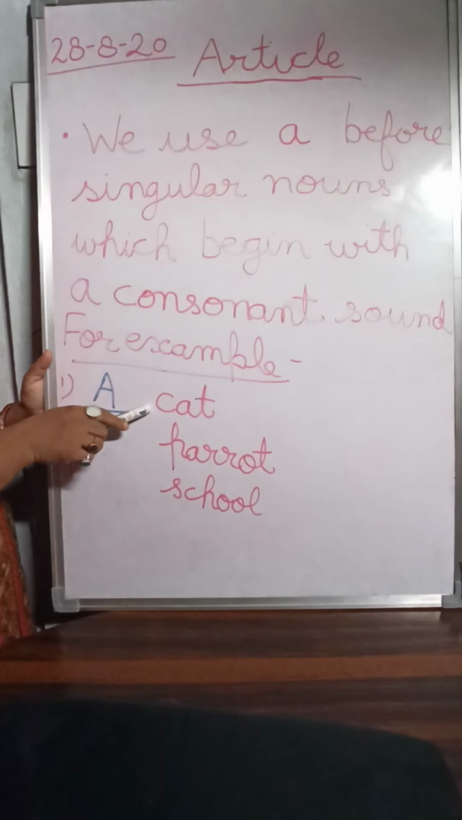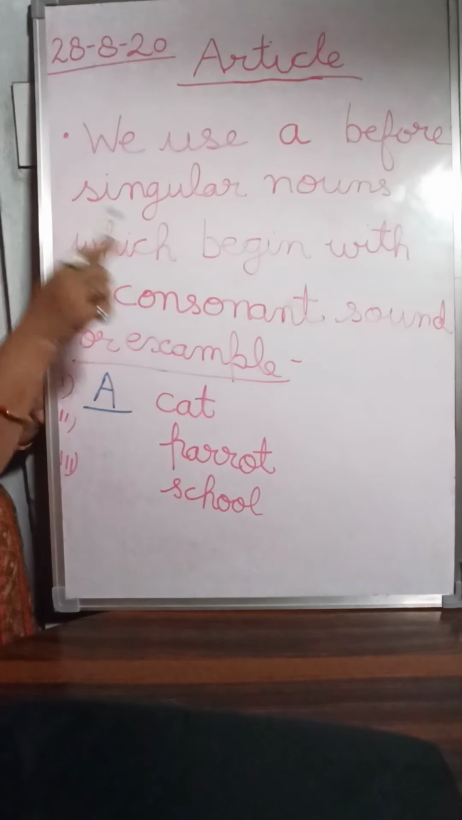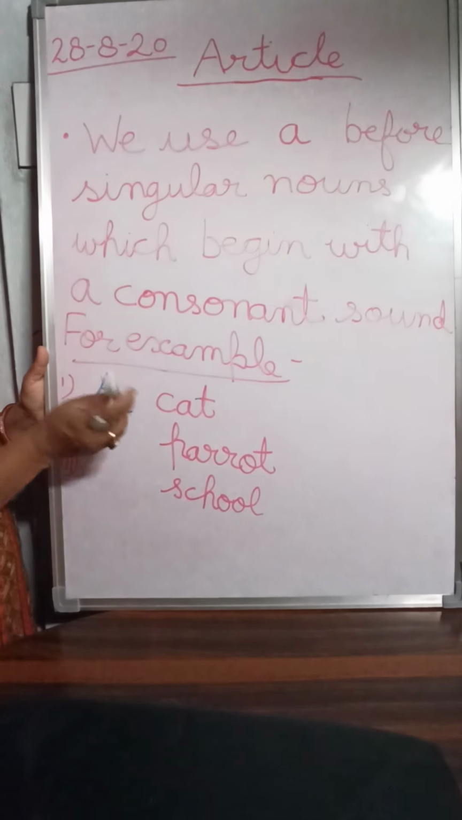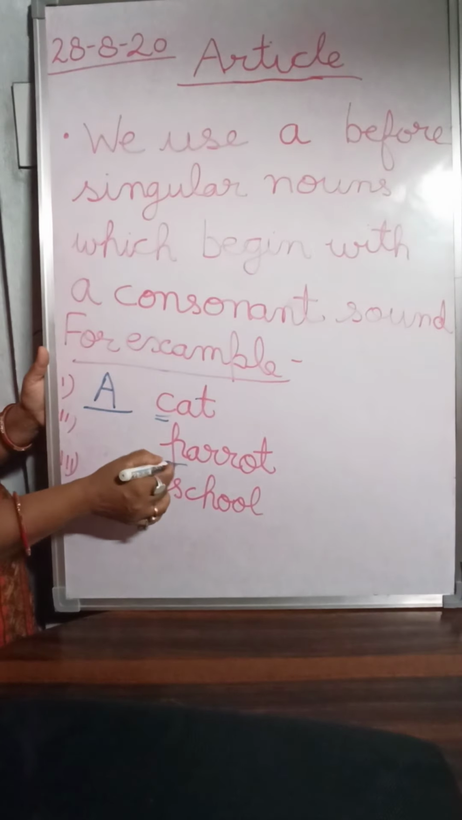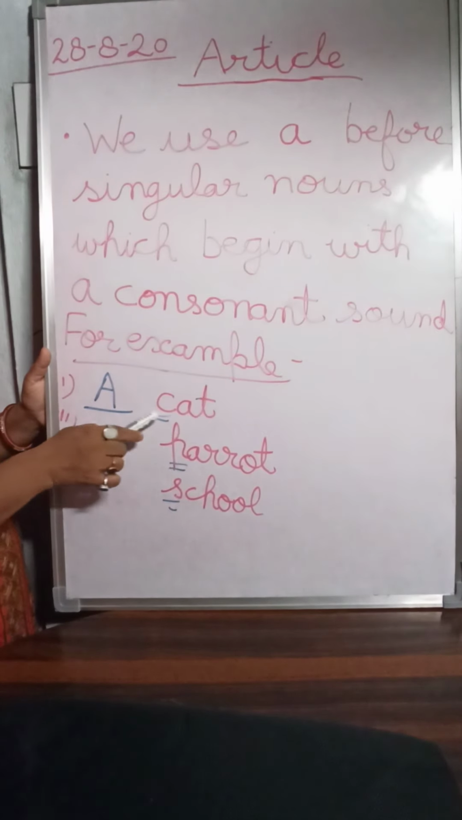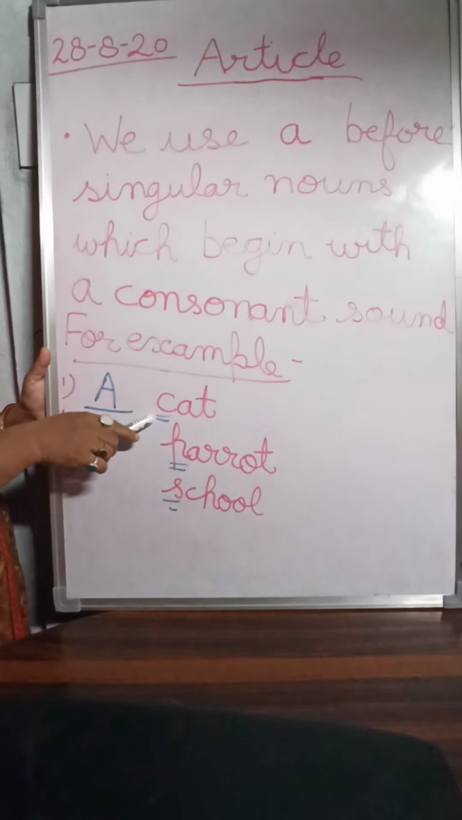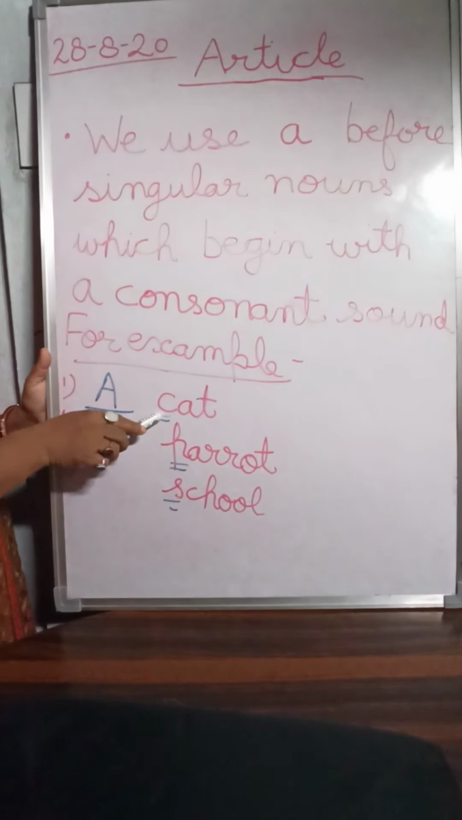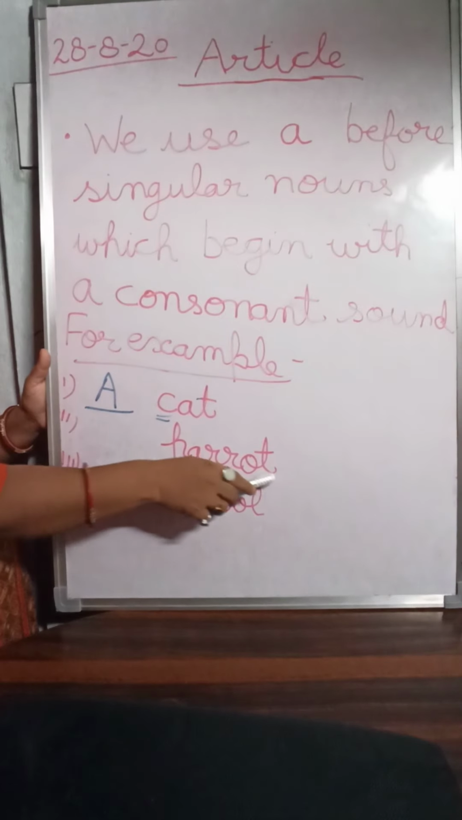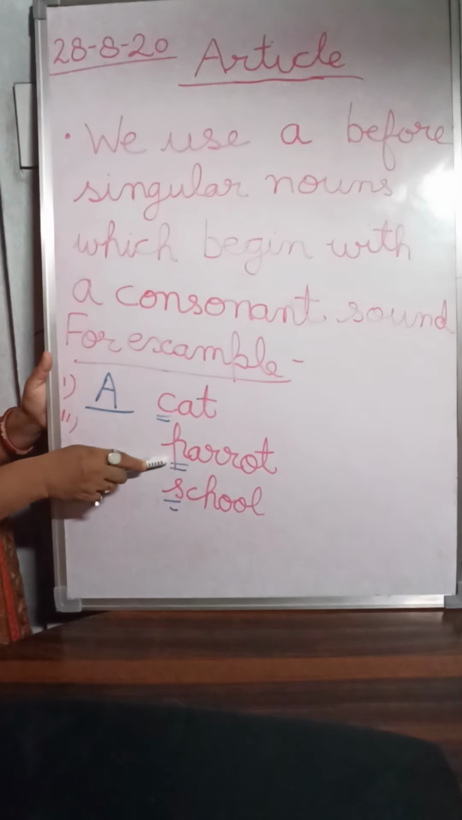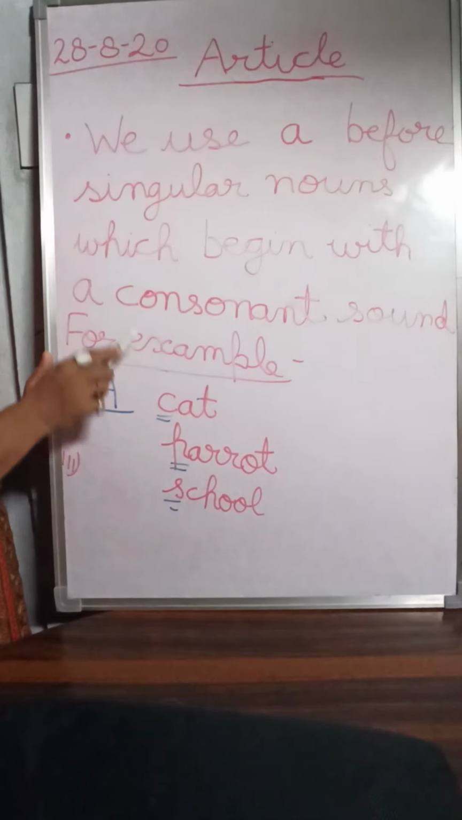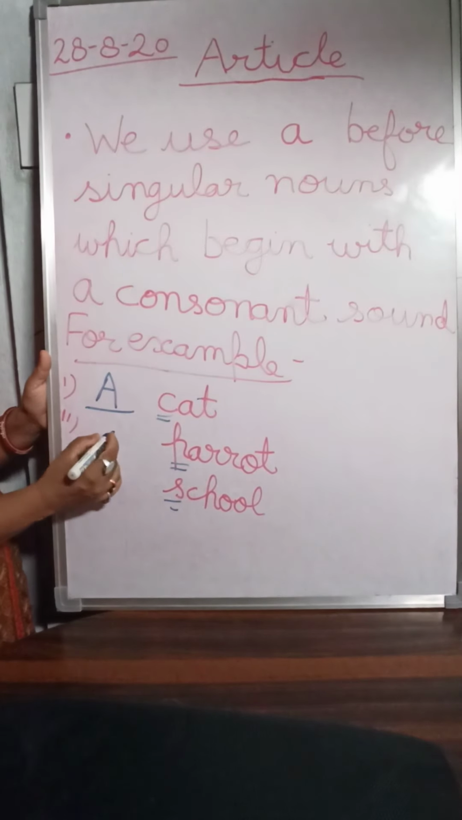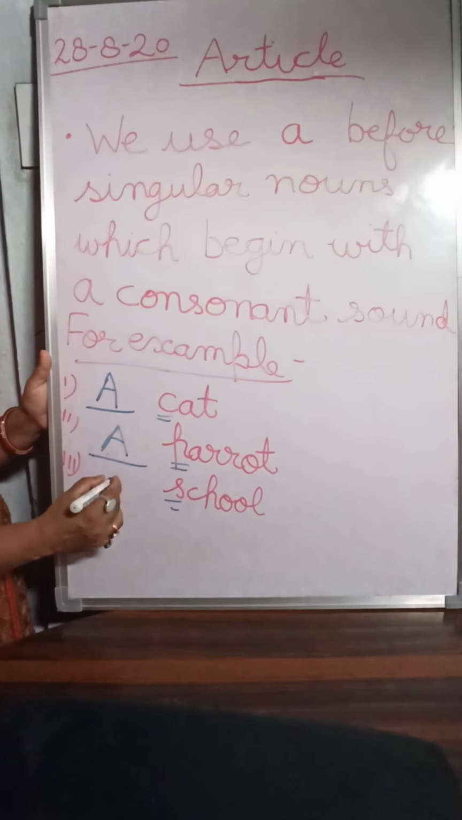In the word cat, I just told you that for any word, what you have to see is the first letter. In the word cat, the first letter is C and C is a consonant. So before a consonant we will write a. In the word parrot, the first letter is P and P is a consonant. So we will write here a parrot. Similarly, a school.